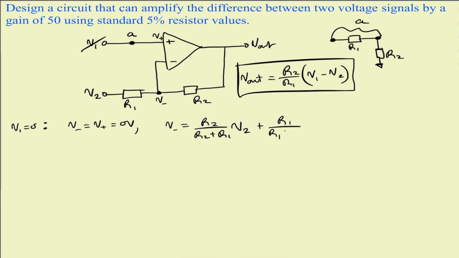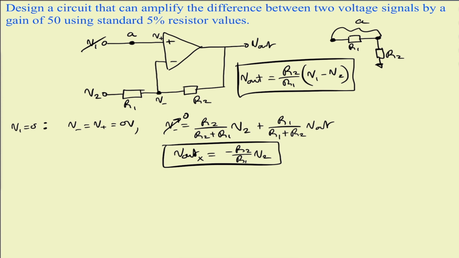So by voltage division, we get R1 divided by R1 plus R2 times V out. Earlier we stated that V minus is equal to 0. So if we set V minus equal to 0, we can then solve for V out. And as we said earlier, we're going to call that V out X. So that's going to equal minus R2 over R1 times V2.